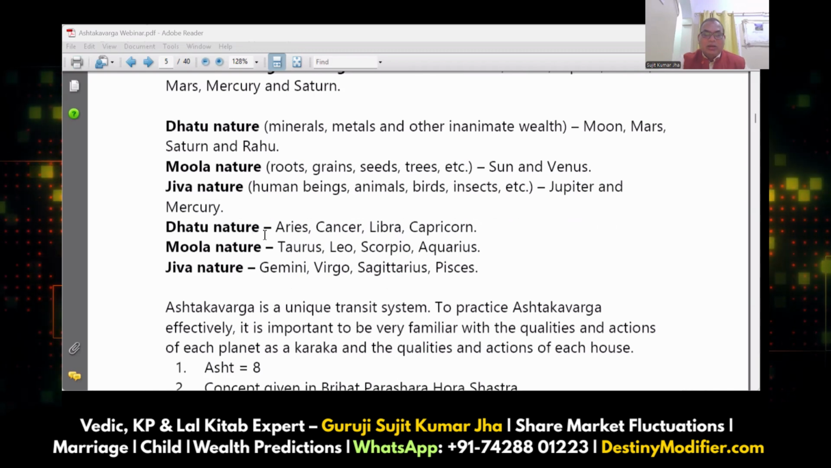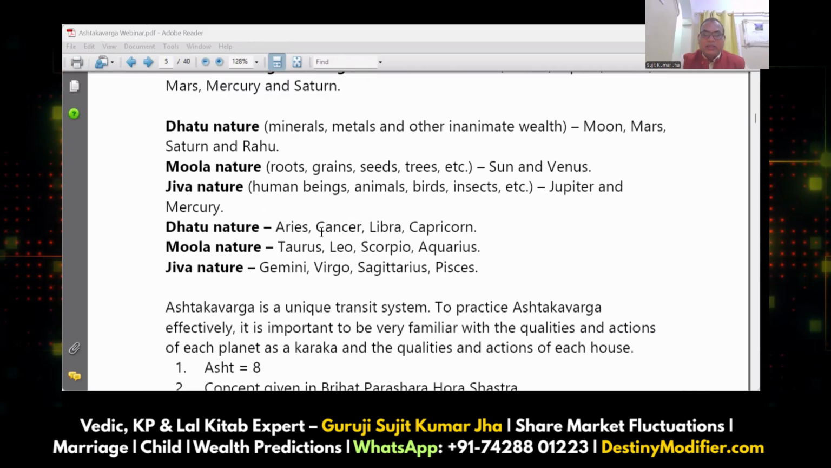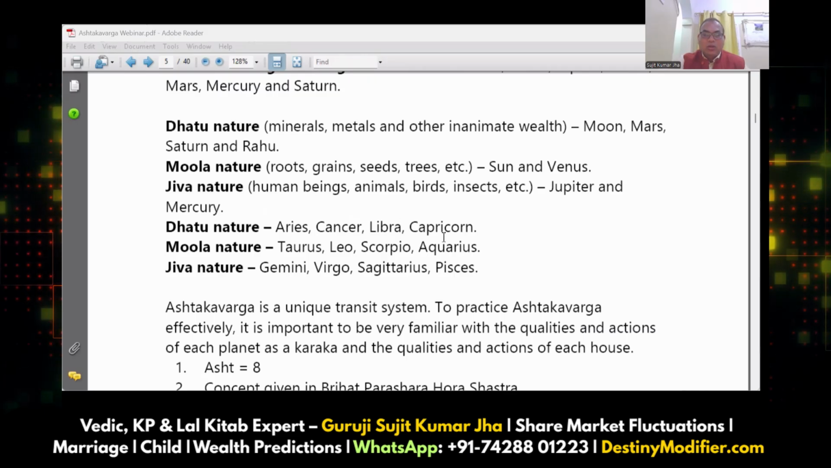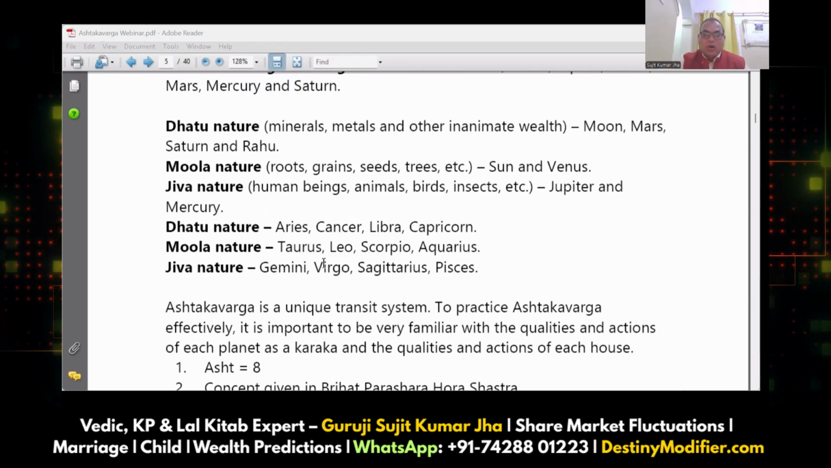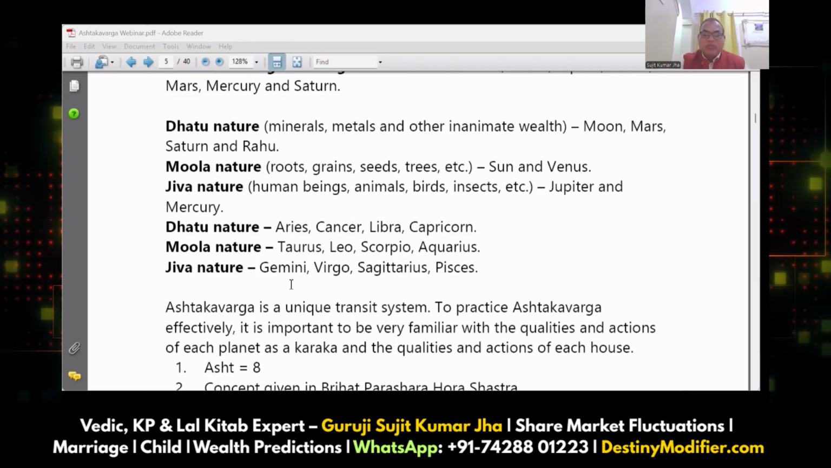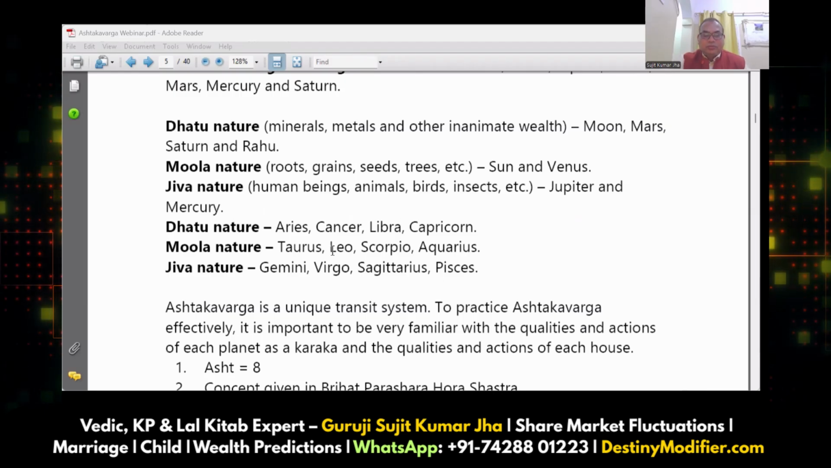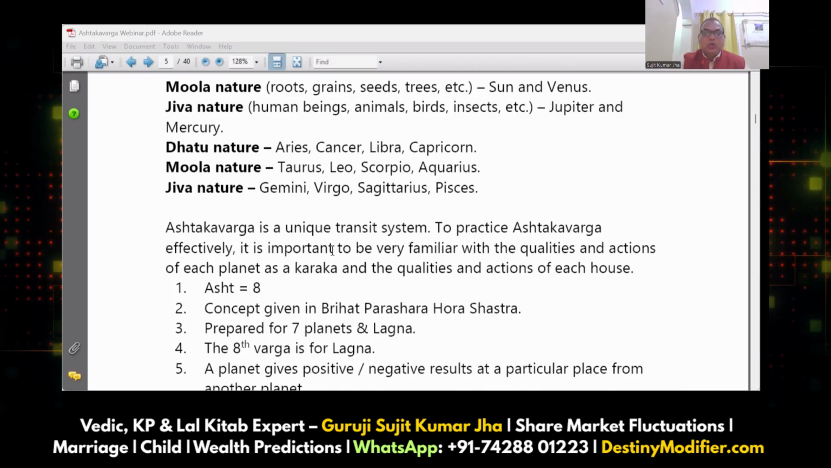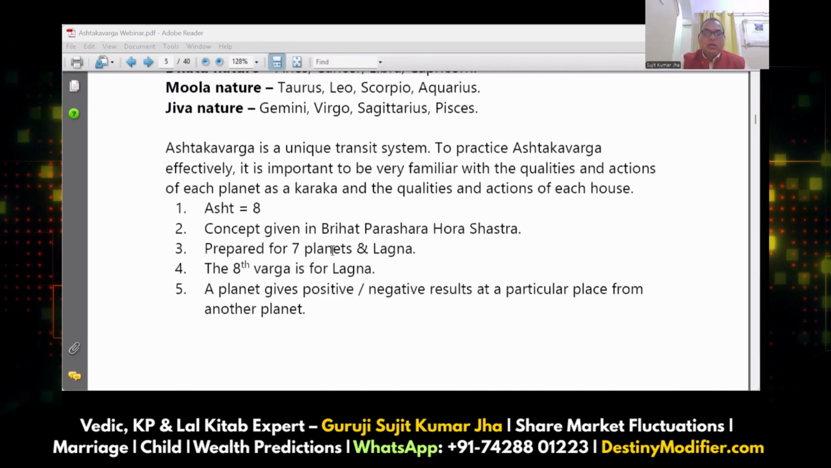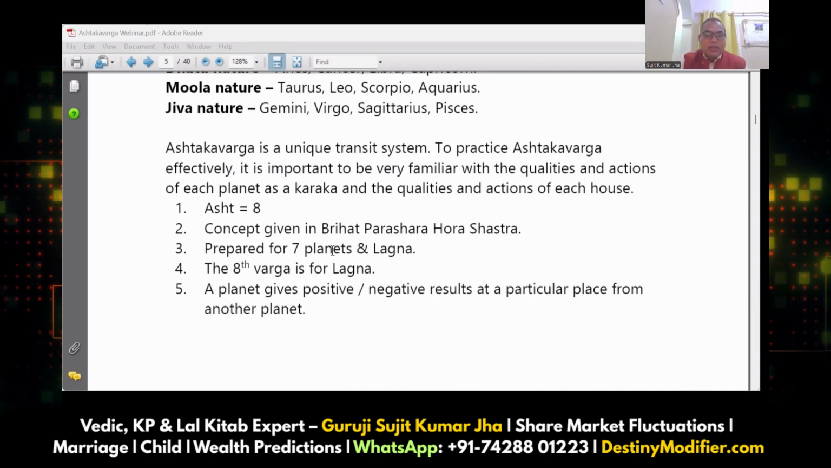Similarly, among the signs, Dhatu nature is given by Aries, Cancer, Libra, Capricorn. Mula nature by Taurus, Leo, Scorpio, Aquarius. Jiva nature by Gemini, Virgo, Sagittarius, Pisces. This information is used to keep the items in a direction. You will understand this later.